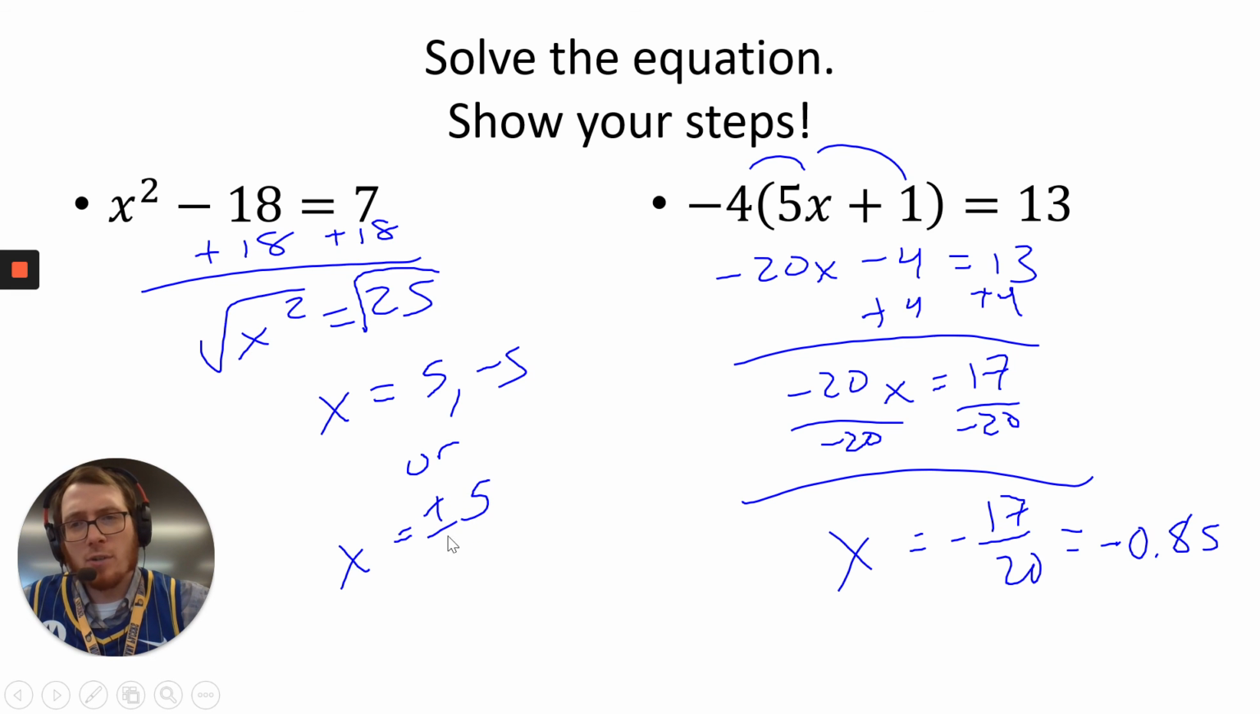The other thing that I want to show is this notation. Instead of writing 5 comma negative 5, I could write it as this plus minus 5, which essentially says I want the positive or the negative 5 as my final answer.